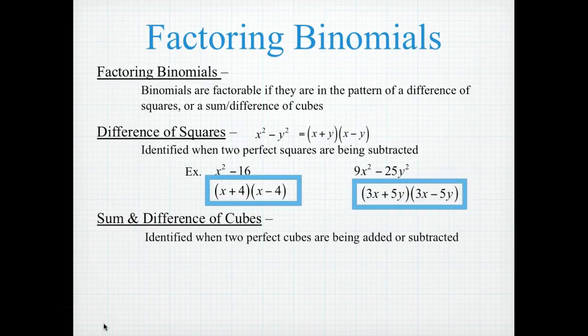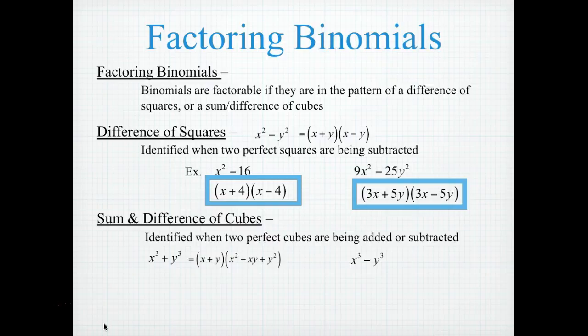As we move on, we'll study a sum and difference of cubes. And this is identified when two perfect cubes are being added or subtracted. So in the first one, we have a sum of cubes, x to the third plus y to the third. Now, it factors as x plus y times the quantity of x squared minus xy plus y to the second. So you have the perfect cubes x and y, they're being added in a sum of cubes, and then the next three terms go square, product, square. The signs are always alternating.